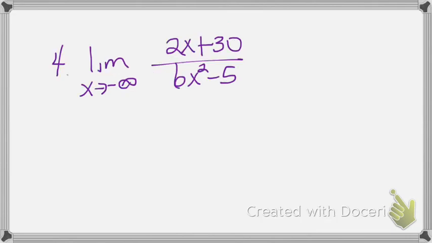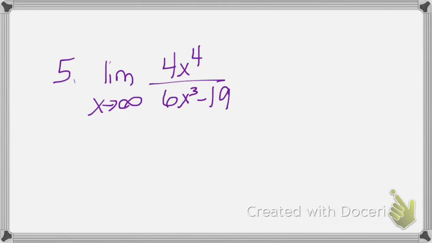Alright, I'm approaching negative infinity. Still look at those powers. We have, that's really a 1 and a 2 on the bottom. Top is still less than the bottom as far as the degree is concerned. So this limit is 0, because that's the horizontal asymptote.